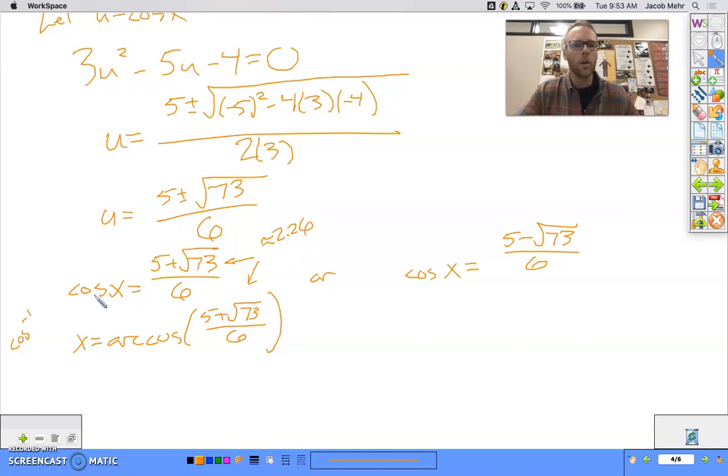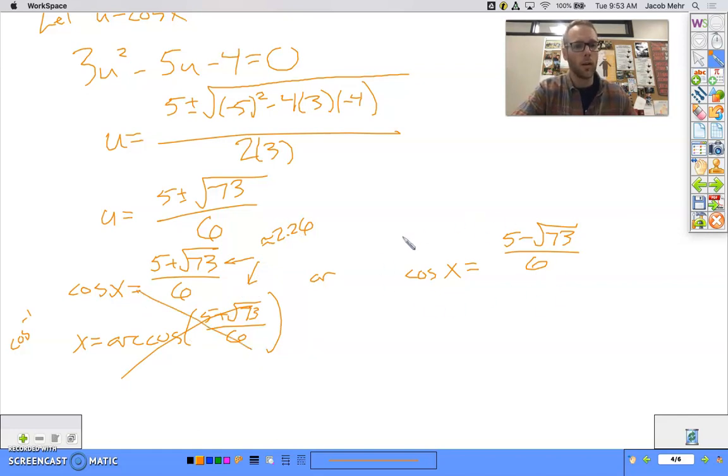Okay. Can the cosine of x equal 2.26? No, what's the range? The range of cosine is -1 to 1. The domain of arc cosine is -1 to 1. We can't ever have the cosine equal to this number. That's not going to provide us any solutions.